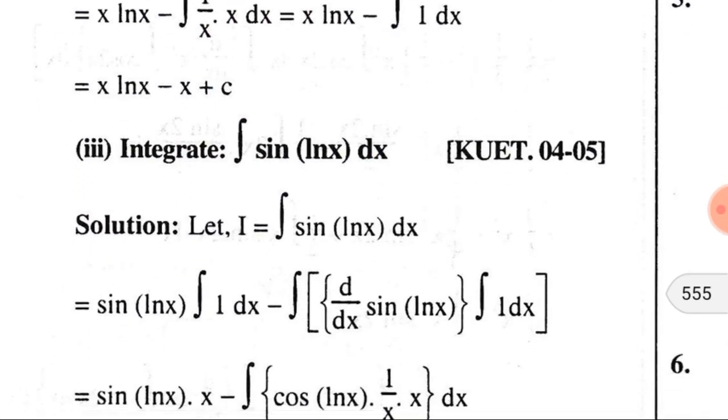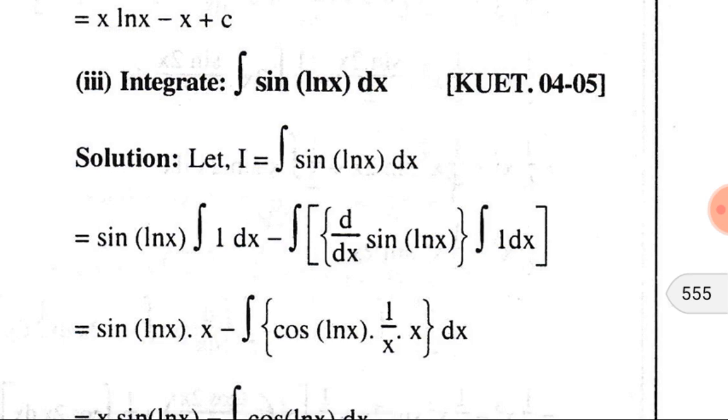Dear audience, I'm going to solve another problem, which is to integrate sine of ln of x dx. Here you will find sine of ln of x and dx. Somebody says that sine is one function and ln is another function, but I want to say sorry, that is the wrong concept. The right concept is that here another function is implied, that means it is not seen.